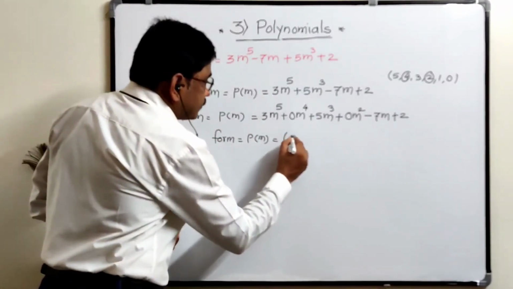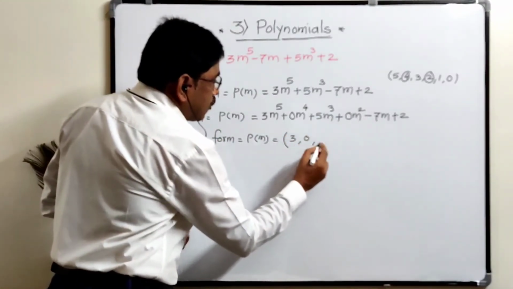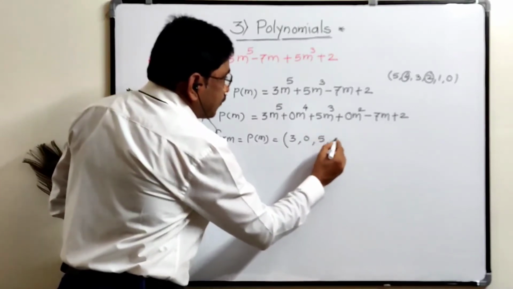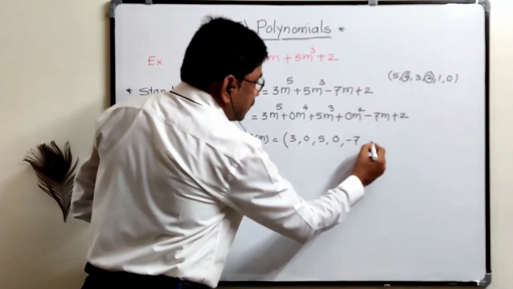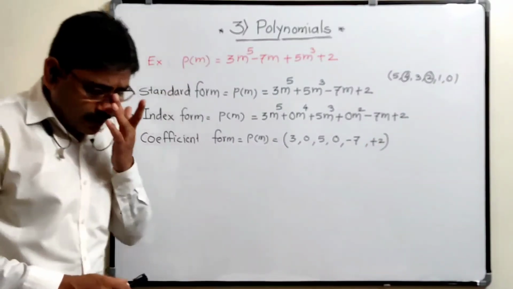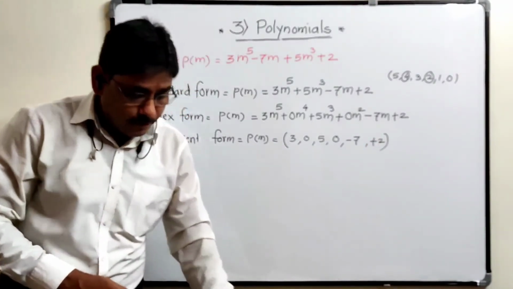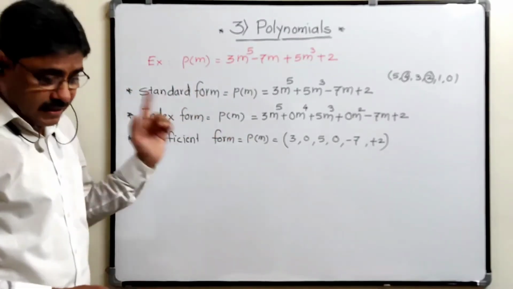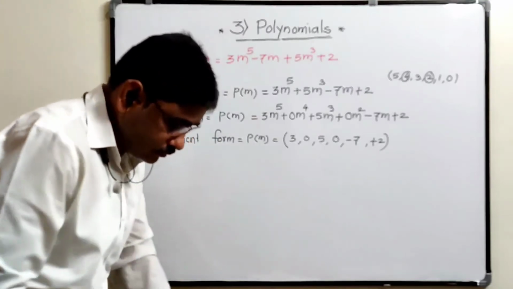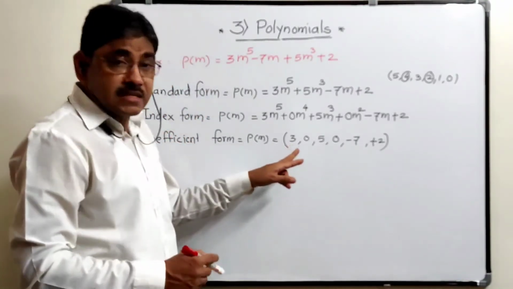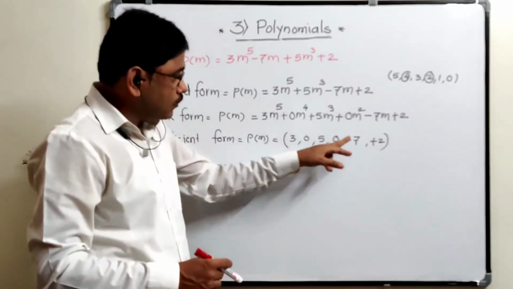3, 0, comma देते जाना है, 5, 0, -7, if negative then negative, +2. Remember one thing, the degree of that polynomial and the number of coefficients are related to each other. So how many coefficients are there? 1, 2, 3, 4, 5, 6.